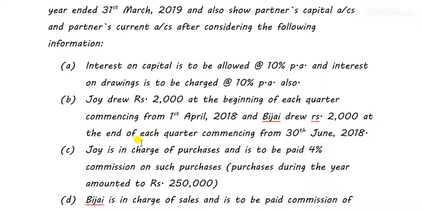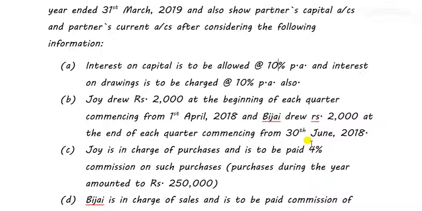Now, if they say that money has been withdrawn at the end of each quarter, then when will the cash be withdrawn? First, on 30th June. Second, on 30th September. Third, on 31st December. And fourth, on 31st March. Okay? End of each quarter. If you have confusion, make a table of the quarters. It will become very easy for you to understand.